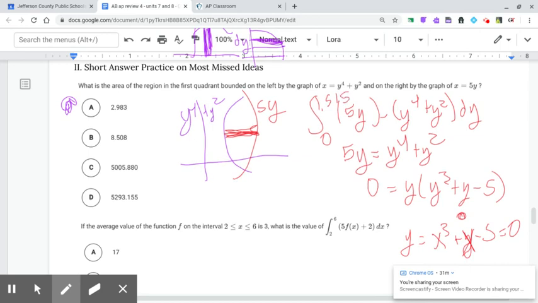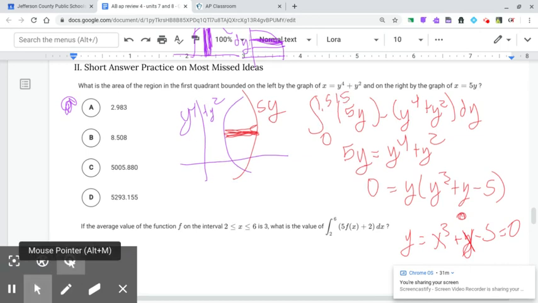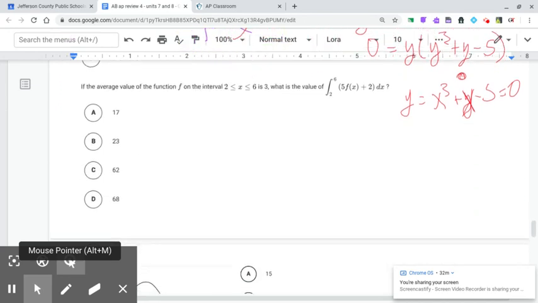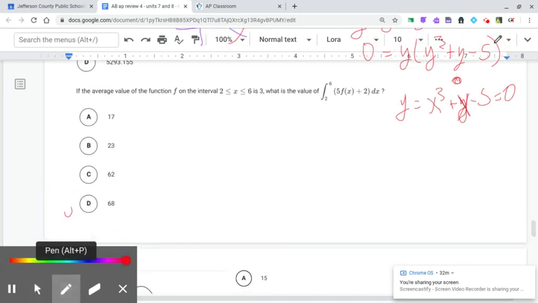Then I threw the integral into my calculator. All right, let's go to the next one. If you haven't tried it already, try it and pause the video. Okay, the answer is D, 68. If you got D and you understood, cool, move on. If not, then let's talk about it, shall we?